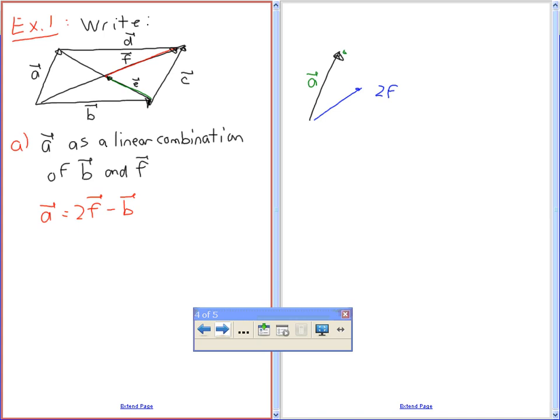Are vectors D and B the same thing? D and B, yes. But we said here we want to use B and F. You want to use B and F. Exactly. Okay, let's try the next one here.